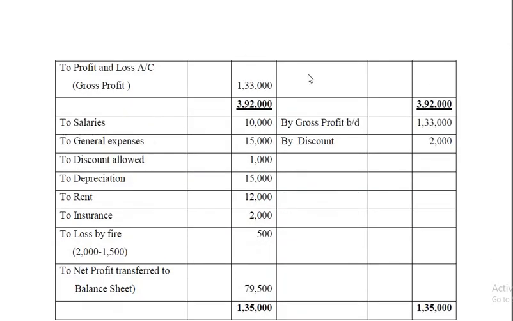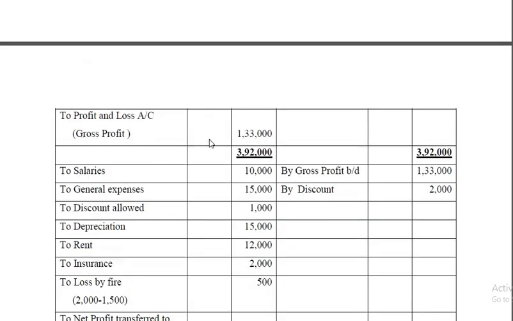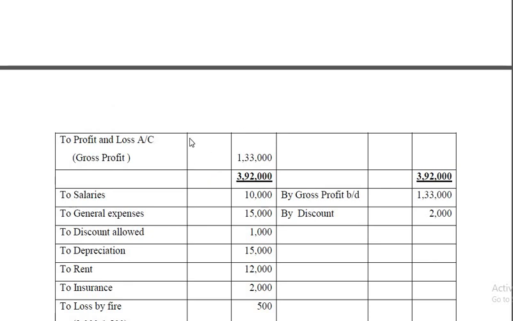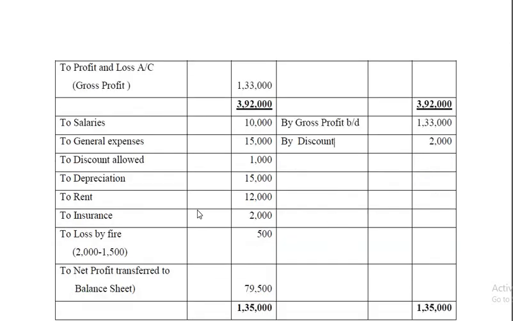Then you have to balance the trading account, and you find credit side is heavier than debit side, and the balancing figure is 1,33,000, which is nothing but gross profit, and it is transferred to profit and loss, and it is brought forward here. You see, brought down by gross profit, brought down. In other words, you could have written by trading account, within bracket gross profit brought down, 1,33,000, and discount received is credited here.